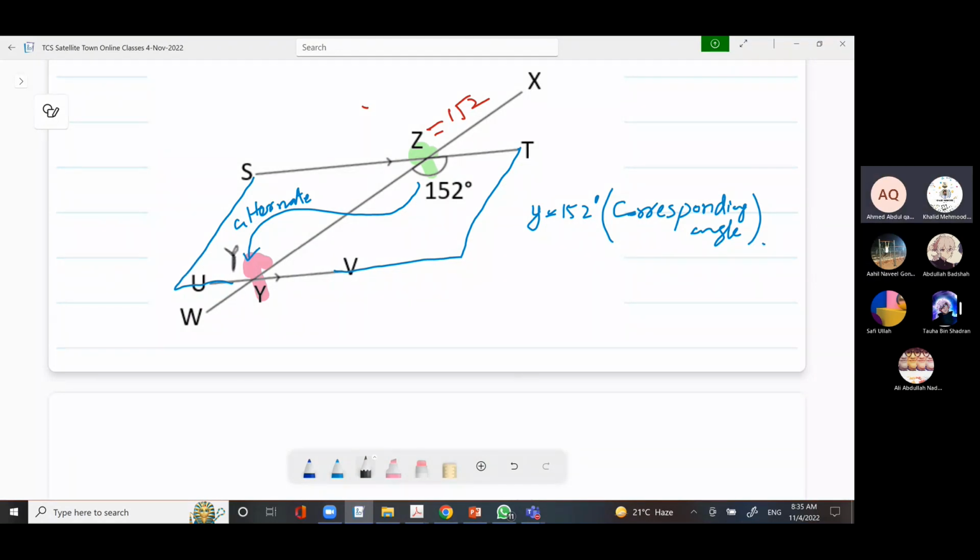If this is Y, now this is an alternate angle, and Y is equal to 152 because of the alternate angle. So now we can say that Y is equal to 152 because of the alternate angle as well as the corresponding angle. From here it is the corresponding angle, from here it is alternate angles. So you can see here that there are many ways to find the solution. This is not a single way.